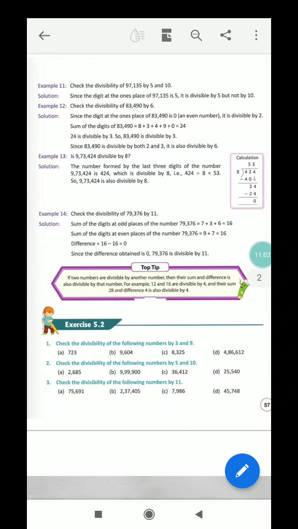So let us do the sums. Sum of the digits at odd places of the number 79,376 equals 7 plus 3 plus 6 equals 16, and the sum of the digits at even places of the number 79,376 equals 9 plus 7 equals 16. So the difference is 16 minus 16 equals 0. Since the difference obtained is 0, 79,376 is divisible by 11.